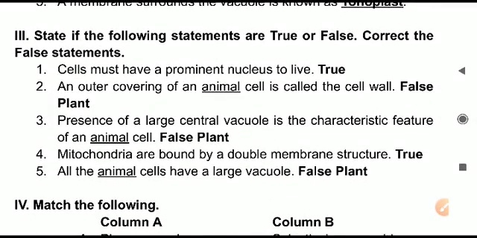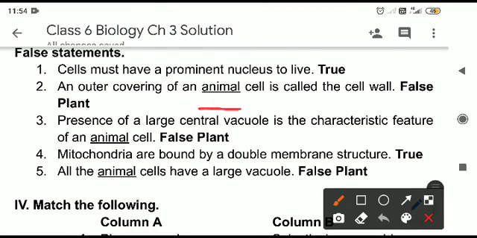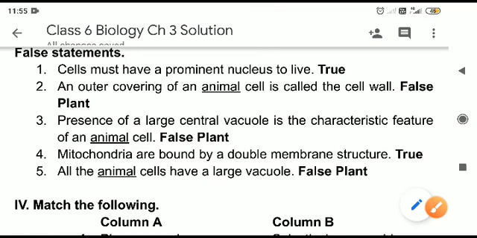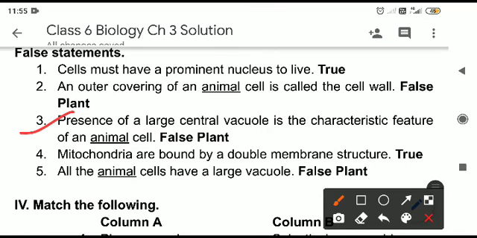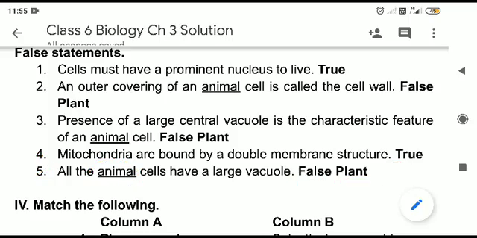For this, wherever we have the false statement, you can just notice I have put an underline. So this word you have to cut and write the next thing that is mentioned after the false statement. In place of animal, you will write plant here. Answer is false. Next, you can see presence of the central vacuole. In this case also, you will cut this animal and write there plant, because it is about the plant cell. Answer will be false. Similarly, fourth answer is true. Then fifth answer also you have to cut animal and write plant. Answer is false for this as well.